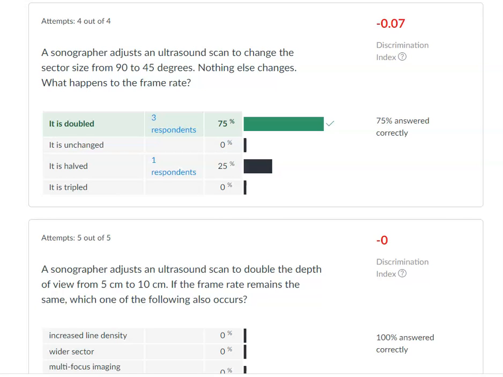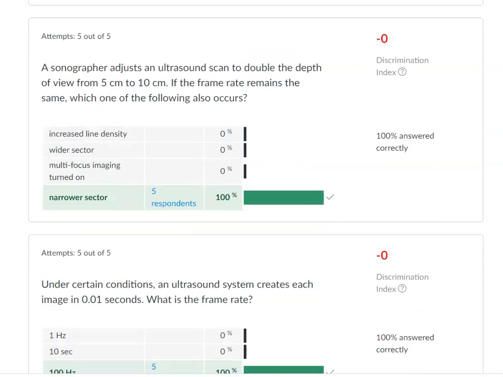Next, the sonographer adjusts an ultrasound scan to change the sector size from 90 to 45 degrees. Nothing else changes. What happens? Well, we've halved the sector size, so the frame rate will double. The reciprocal of half is 2, so it's 2 times.